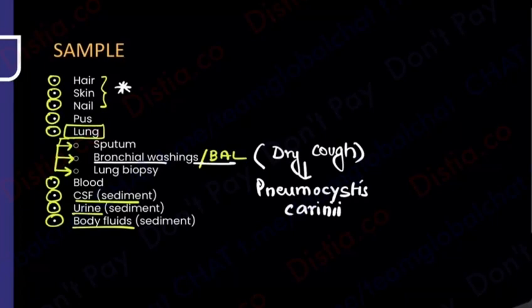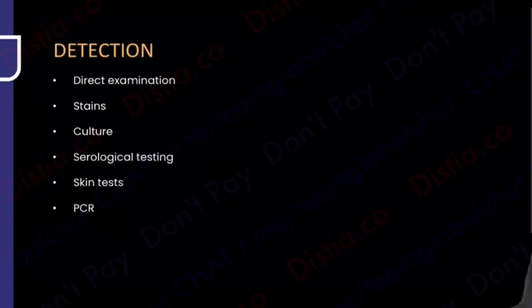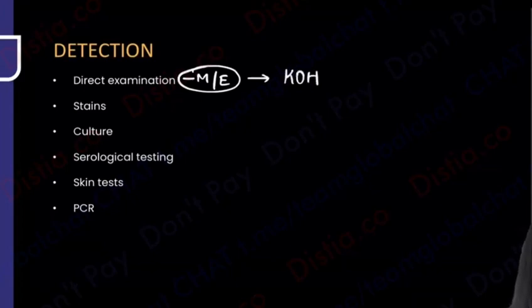Moving forward, what are the different techniques by which we do the detection? So please remember, the first one is going to be the direct examination. Means you are going to just pick up whatever hair, skin and nail is there, and you're going to look at it under the microscope. Do you know how we do a direct examination? It is done by something known as a KOH mount. I'll first start with this.